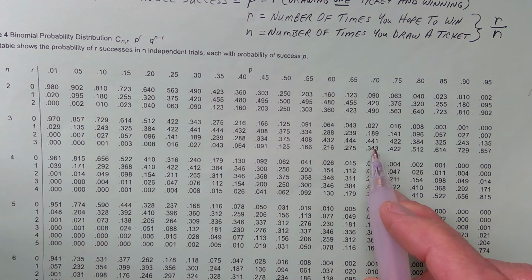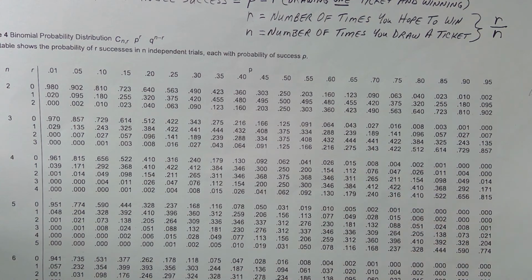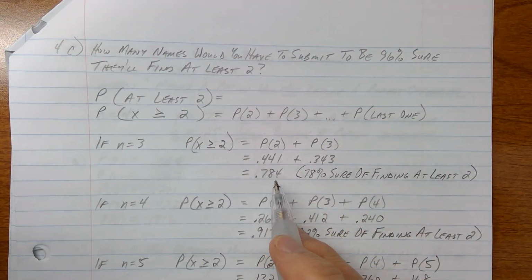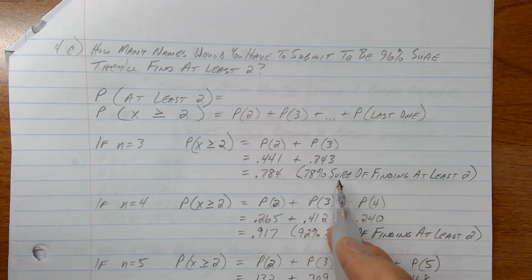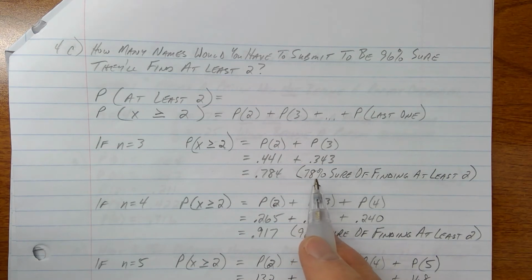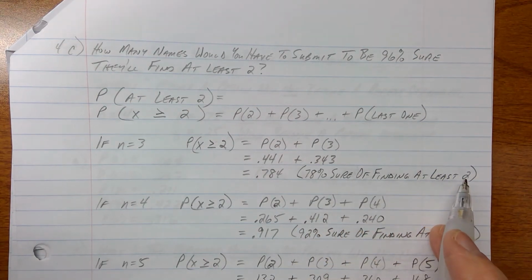The question was, what's the probability of at least 2? Well, this is 2, and this is 3. So at least 2 would be 2 plus 3. I'm going to add those 2 probabilities. And those 2 probabilities add up to 0.784. So I'm about 78% sure. If I submit 3 names, I'm about 78% sure they'll find at least 2.